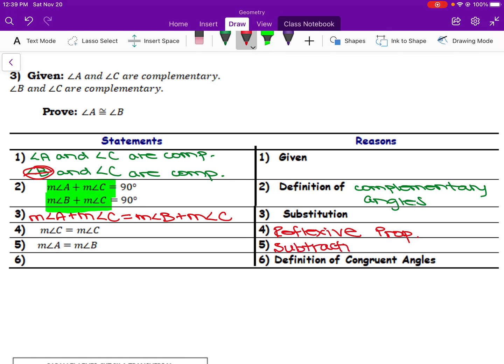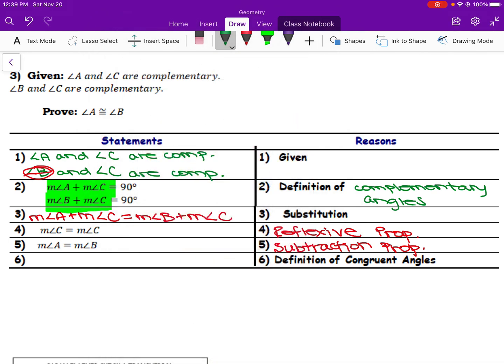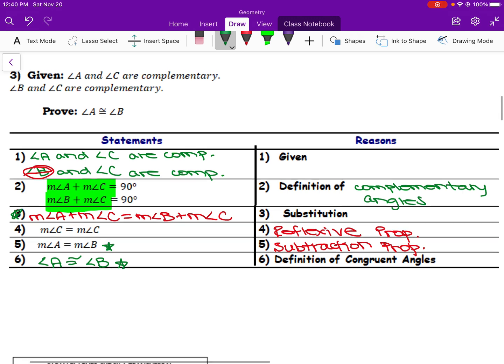subtraction property of equality, because if we consider that we already equated these two in step 3, measure of angle A plus measure of angle C equals measure of angle B plus measure of angle C. So if I subtract measure of angle C from both sides, then we're left with just A and B equivalent to each other. And then from there, we can take it one step further and say angle A is congruent to angle B. And that's just my definition of congruent angles. If I know their measures are the same, then the angles overall have to be congruent.